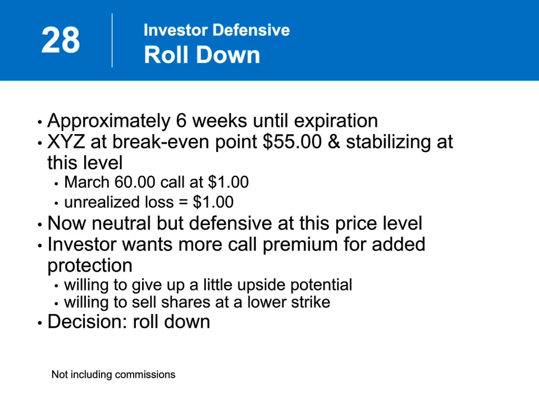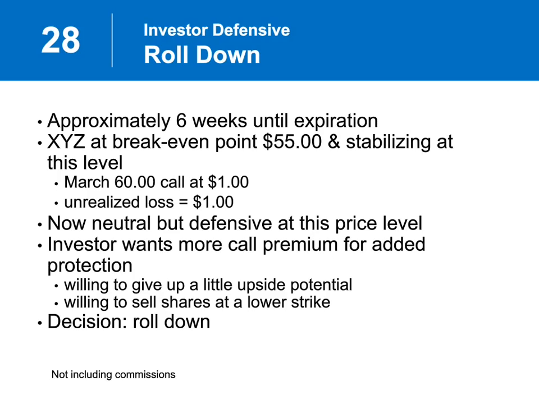Rolling down, the investor is now somewhat defensive. So we've got about 6 weeks, again, to expiration. Originally, the position started with 90 days, so we've got 6 weeks left. The stock, again, is at 55 and stabilizing at this level. So we know we're short this March 60 call at $1. We've got that unrealized loss. We're neutral on the underlying here at a lower level, but more defensive.